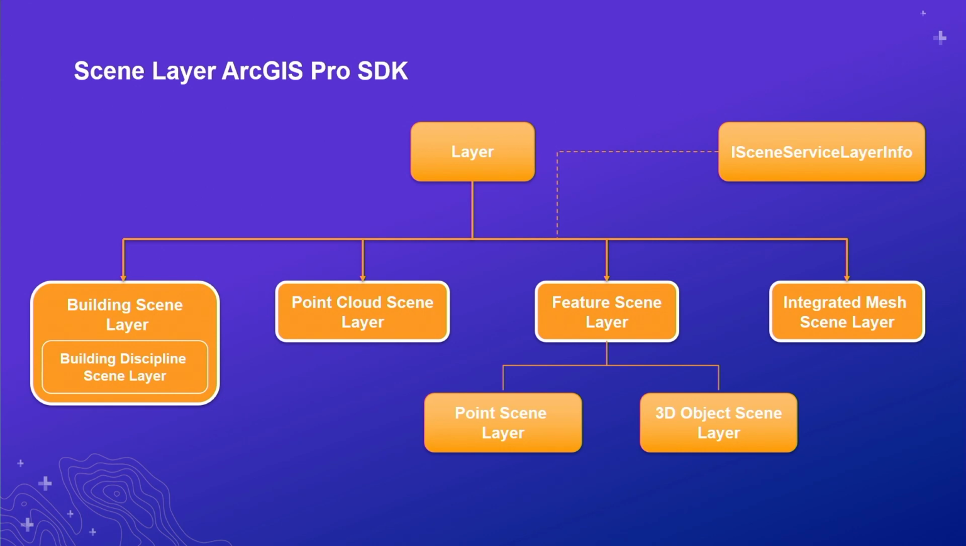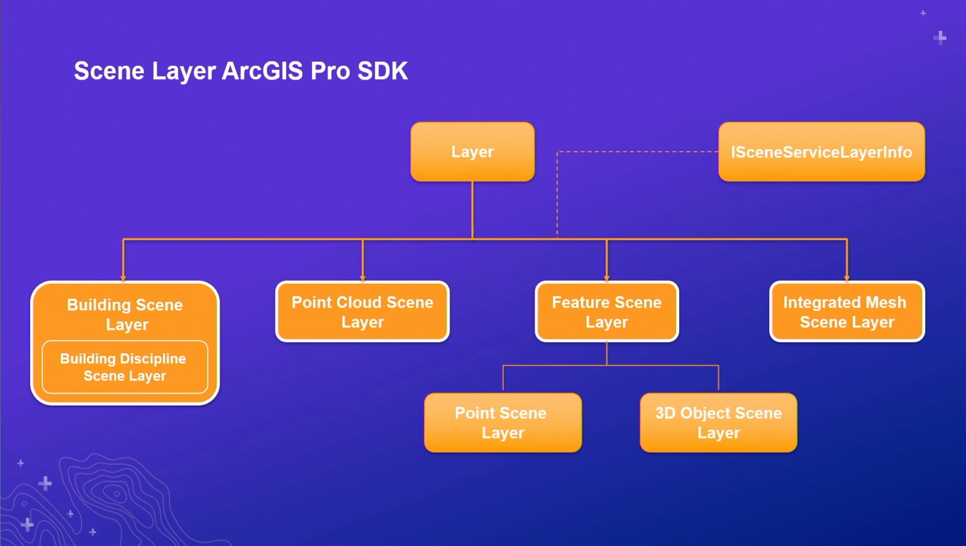In the right-hand corner, we see the ISceneServiceLayerInfo interface. This interface is implemented by all scene layer types. It can be used to query basic properties like the data source type to see whether it is a service or SLPK-based scene layer. We were aiming to provide basic functionality, for example, setting a definition query, searching, or selecting features. All of these you can do with regular feature layers as well.